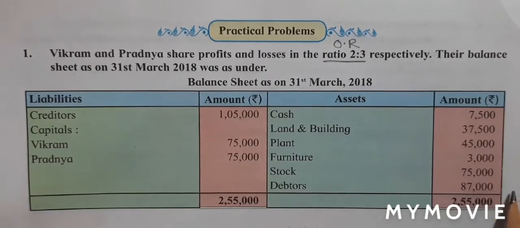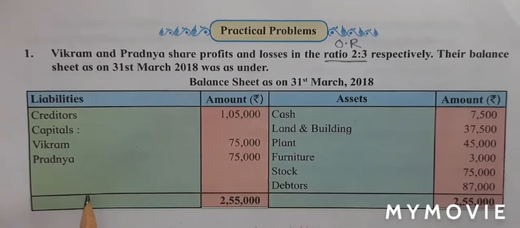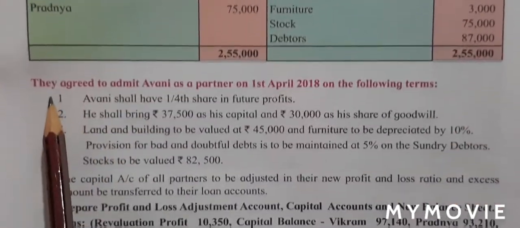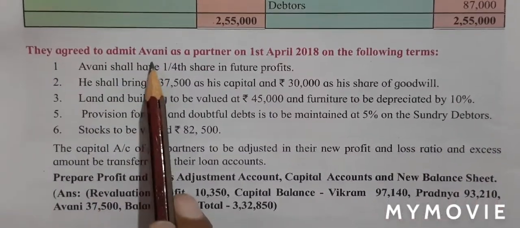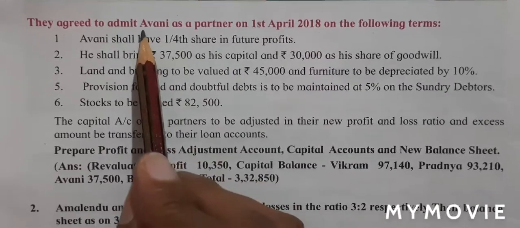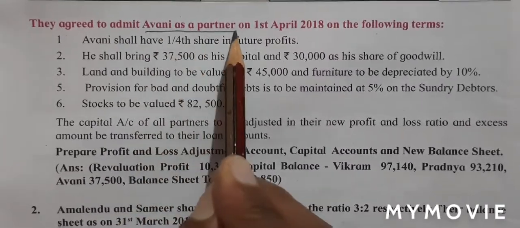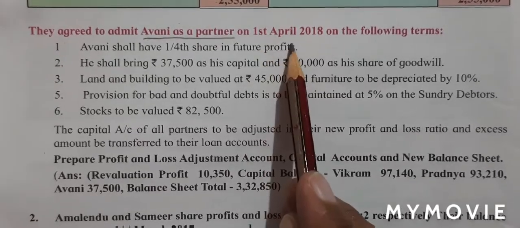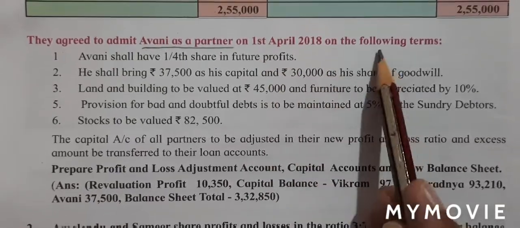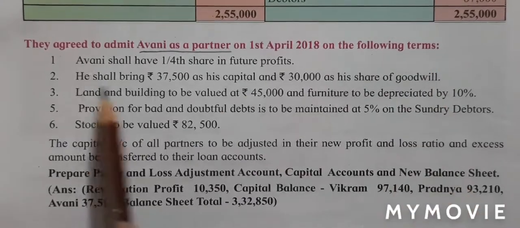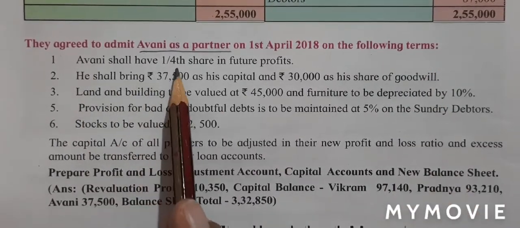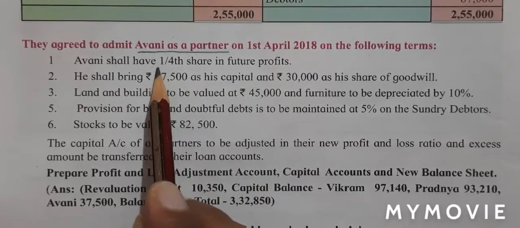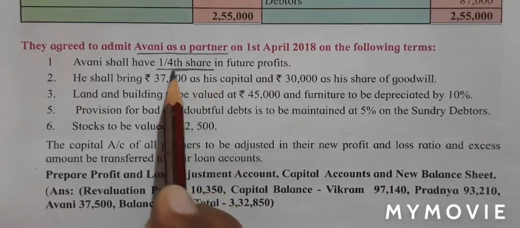They have given us the balance sheet. We do not need to read the balance sheet. We will directly begin with the adjustments. They agreed to admit Avni as a partner. So Avni is admitted as a new partner on 1st April 2018 on the following terms. Avni shall have 1/4 share in the future profit. So we will underline her share for future profit, which is 1/4.